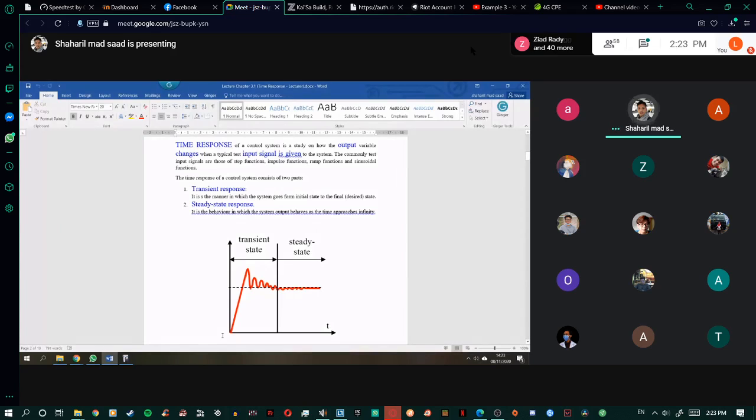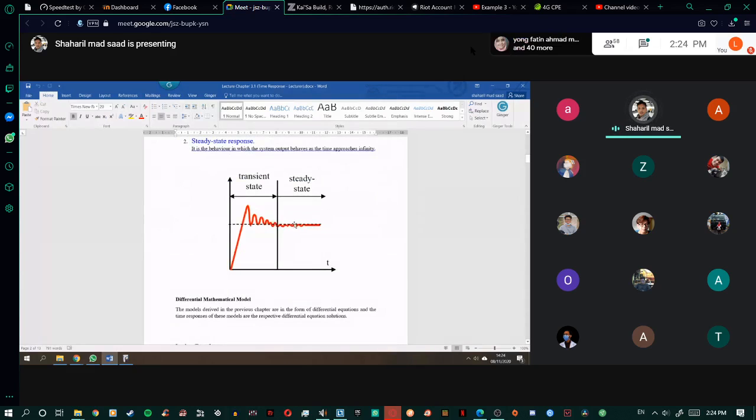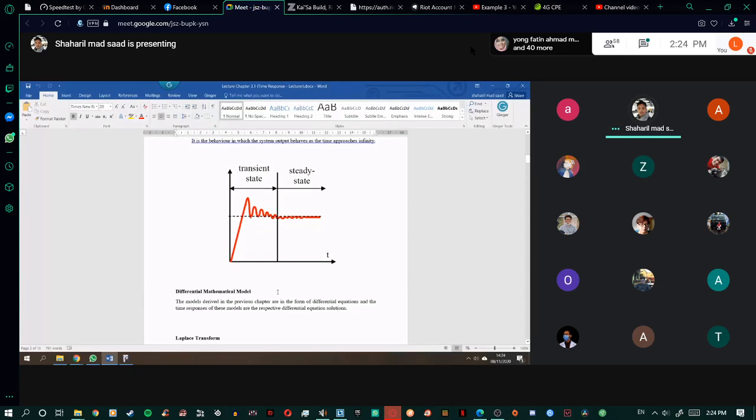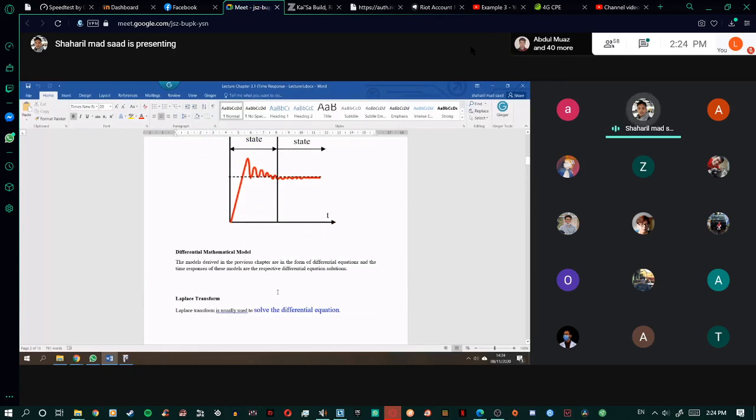When you measure the temperature in your room, it will try to overshoot, maybe to 20 degrees. Then it goes 20, 22, 23, and after that you get 24, for example. So this one we can divide into two states, transient and steady state.